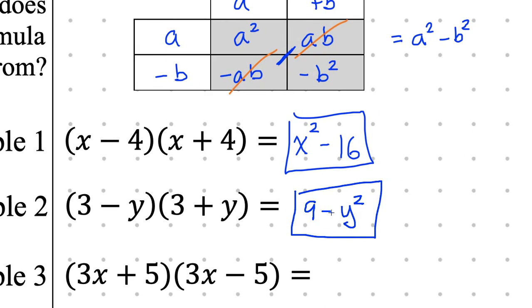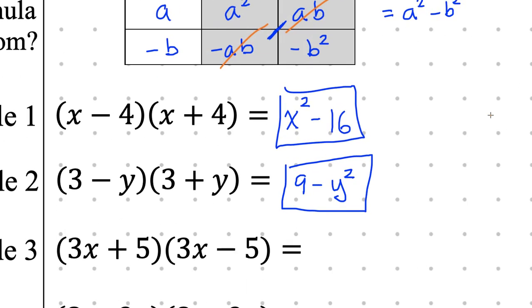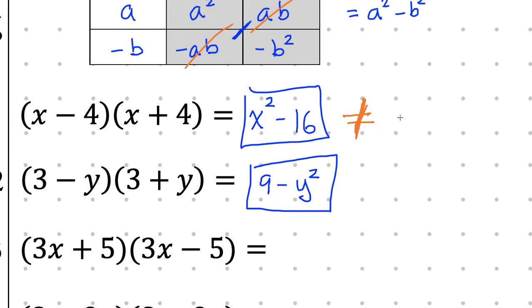I also want to point out something that will maybe trick us later, which is this. This is not equal to, so do a giant slash through that equal sign. This is not equal to 16 minus x squared. These are not the same thing. Whenever you have a minus sign, you have to be very careful in the order in which you write them. So very similarly, this is not equal to y squared minus 9. These are very different things.